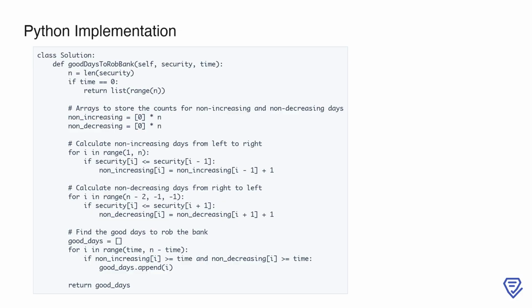This approach ensures that the solution runs in O(n) time, as we make a single pass to compute each of the 2 auxiliary arrays and another pass to find good days. The algorithm is space efficient, as it uses only 2 additional O(n) arrays. This makes it well suited for the problem constraints.